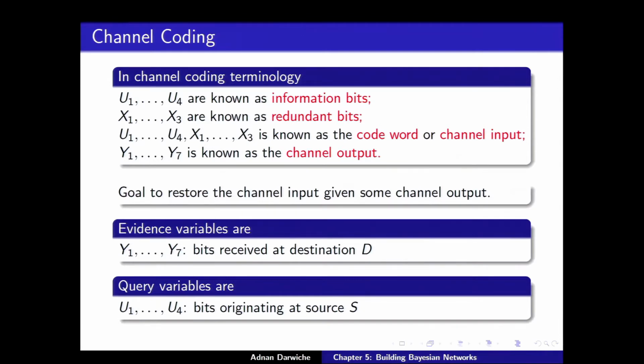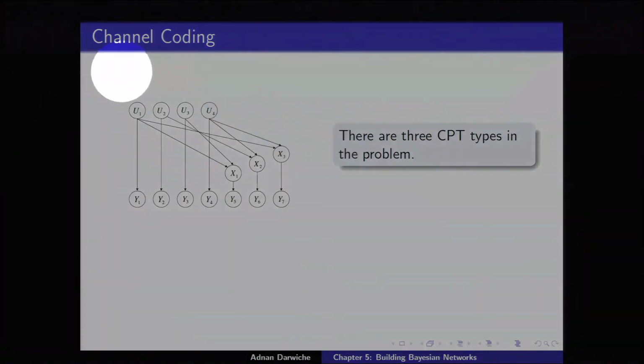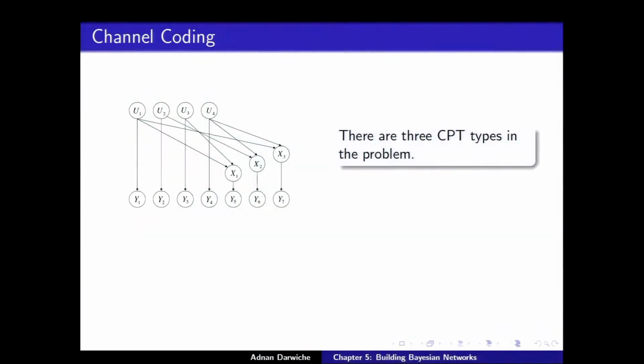Okay, so let's look at the structure in this case. It's pretty simple, and what you would expect by now, I guess. You have the information bits here, and then you've got these redundant bits, and look at each one of them. Just the parents are the 2 guys from which I compute it. And now I have all of these guys, which are basically the channel output. There are 3 types of CPTs in this case.